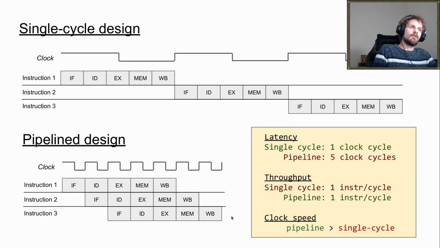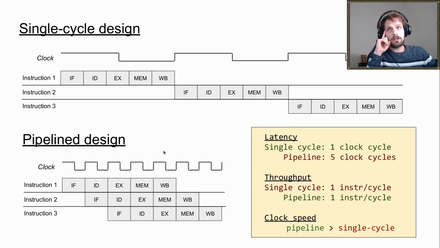Now, what you might notice is that this clock cycle looks a lot shorter. In fact, the clock speed of this pipeline design, since each step needs to do a lot less work, can be a lot faster. It might not be 5 times faster, but it's going to be a lot faster.